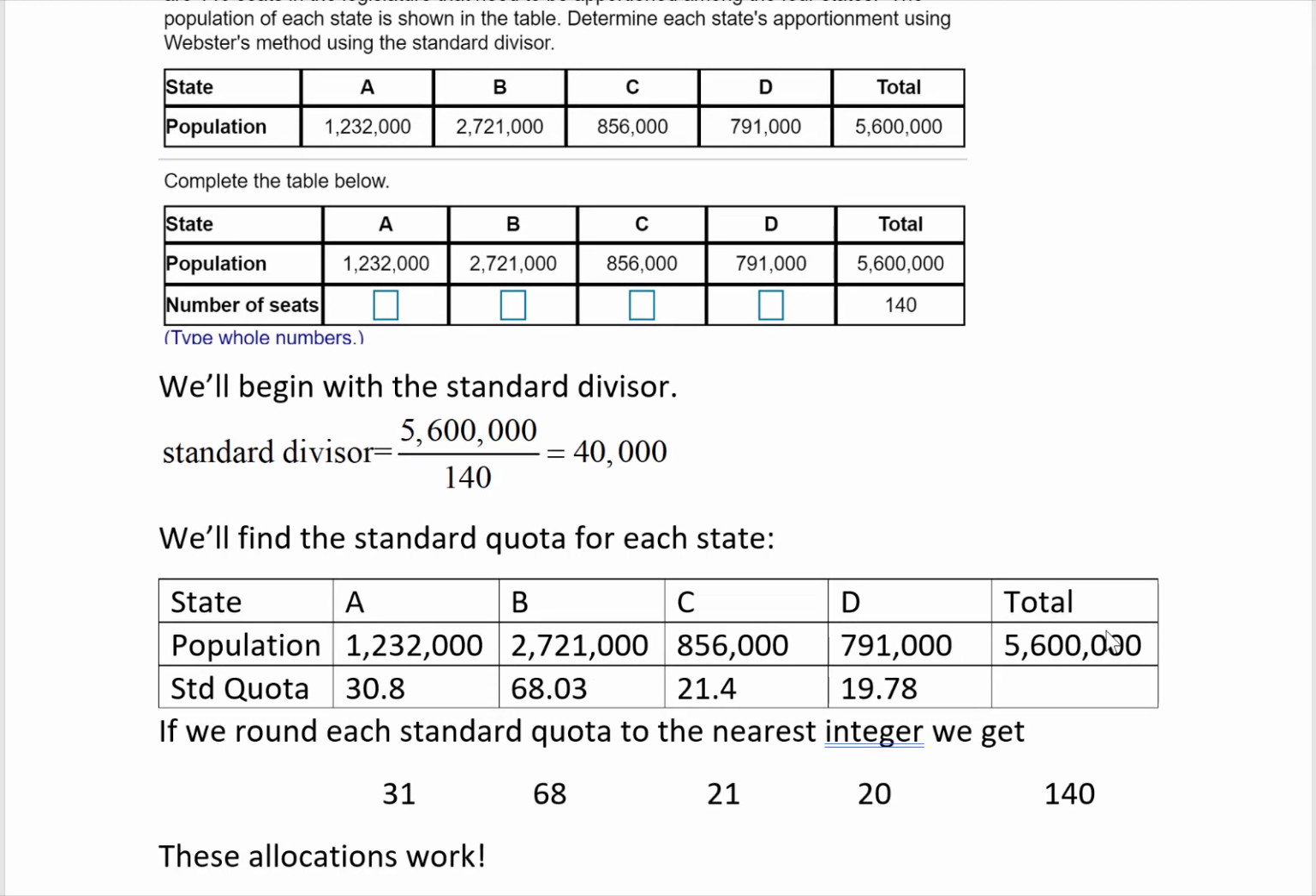And then now we round to the nearest integer. So for state A, it's 31. For state B, we go down to 68. For state C, we go to 21. And for state D, we round up to 20. And in this case, actually, the allocations work out perfectly, so we don't have to go and adjust that divisor.